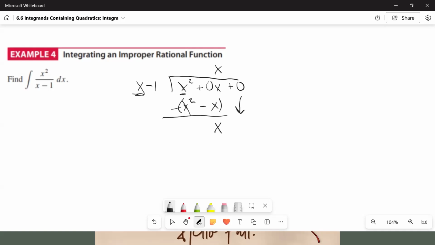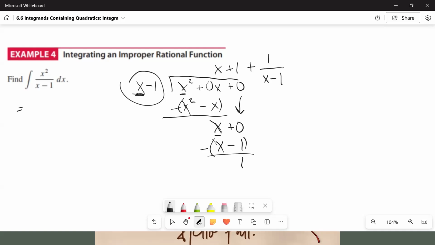And then you would bring this number down, but it's just 0. I'm just going to do it for consistency's sake. And then again, x times what is going to give me x? Well, you'd have to have a 1 there. So 1 times x minus 1 is x minus 1. If you subtract, those cancel, and then you have 0 minus negative 1, which will give you 1. Now, this is the remainder because the degree of 1 is less than the degree of what I'm trying to divide by, which is x minus 1. So since the 1 is positive, I would write it as plus 1 over x minus 1.